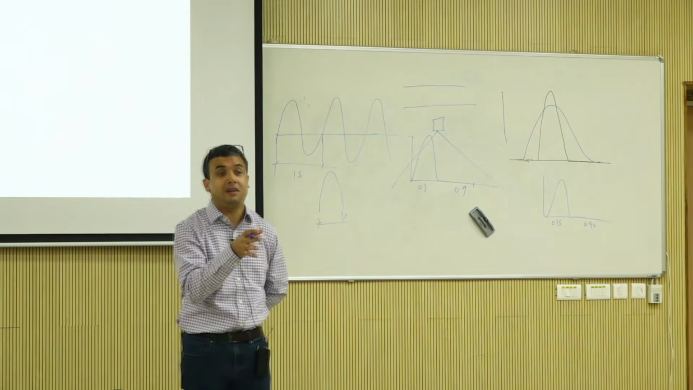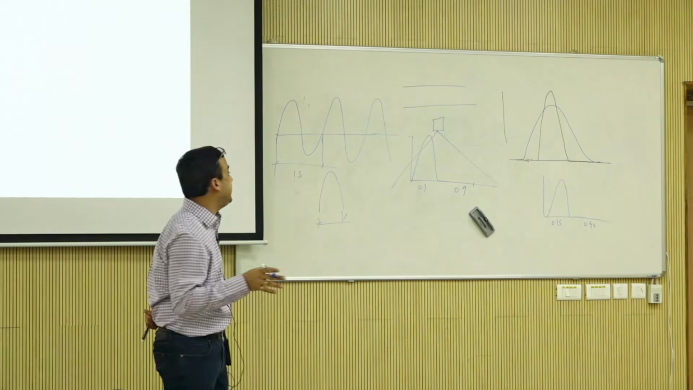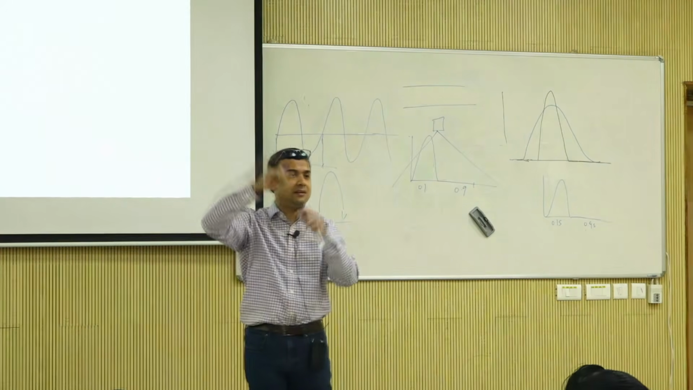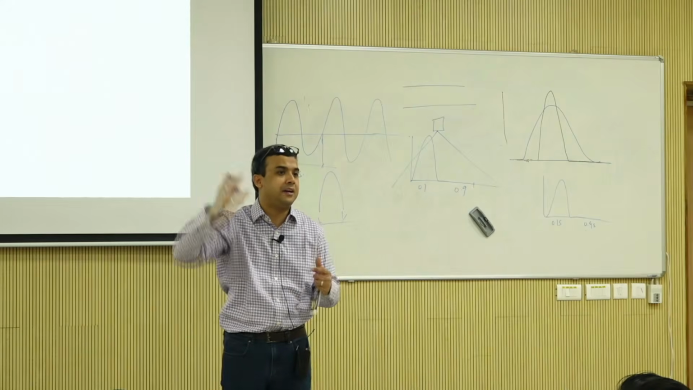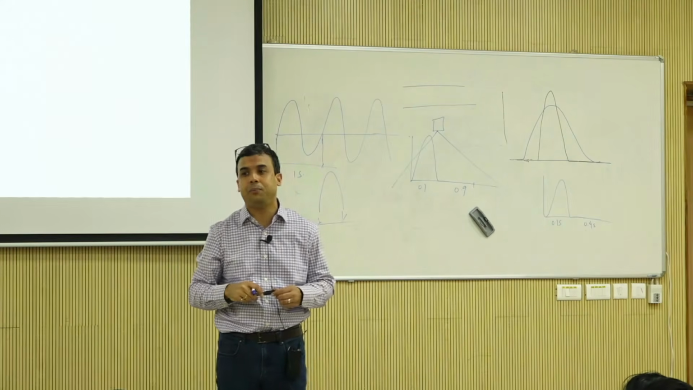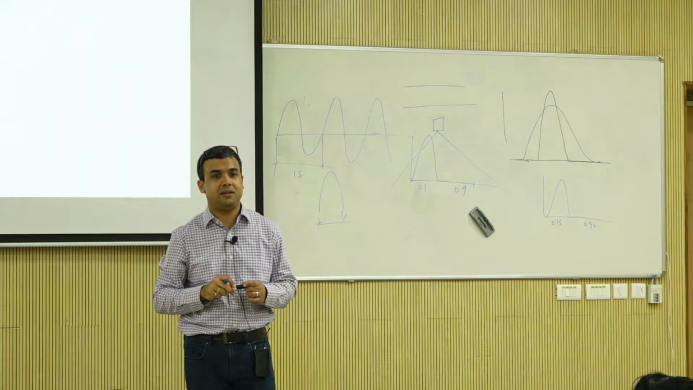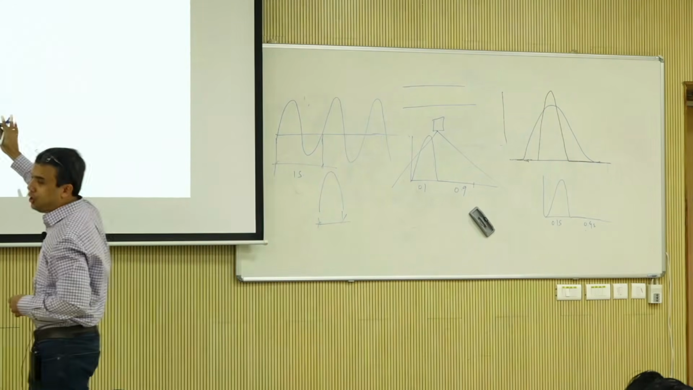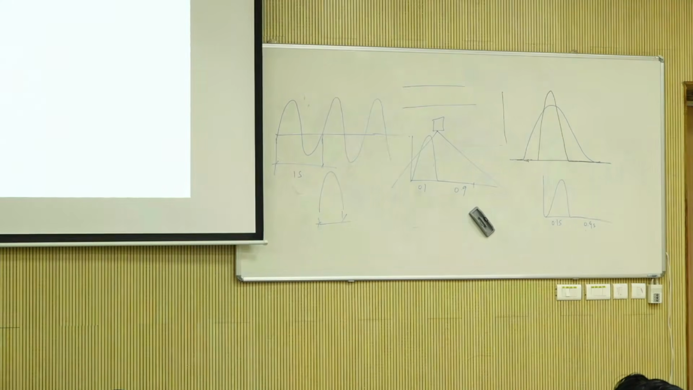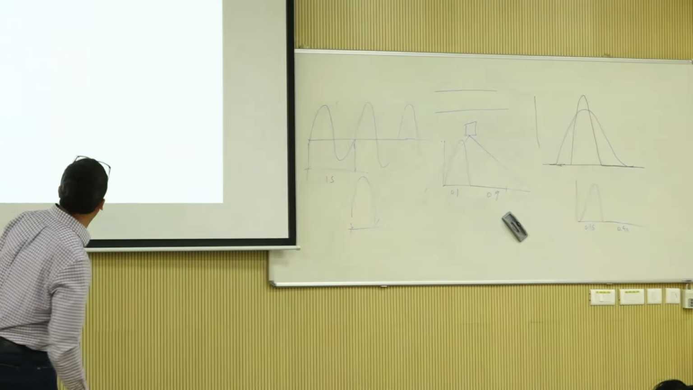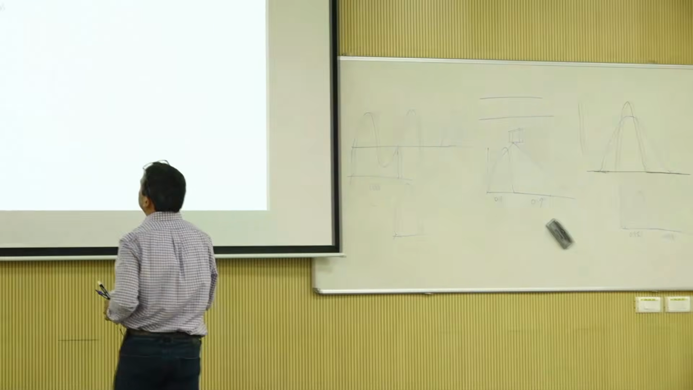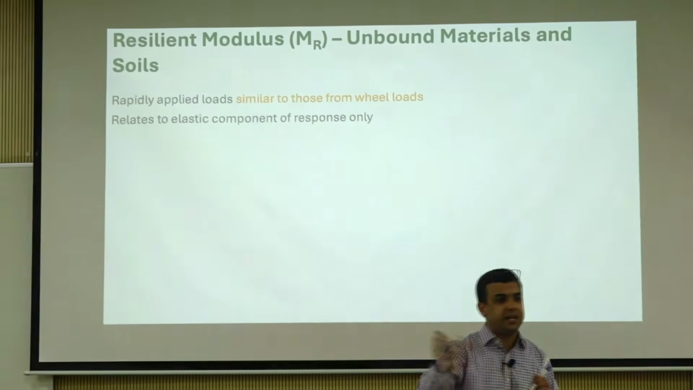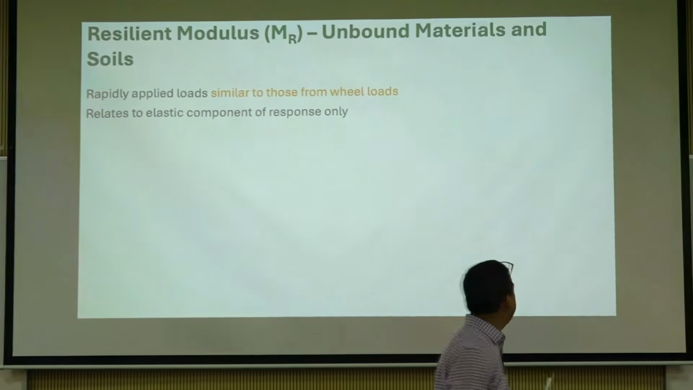So your modulus or the load pulse can change between summer and winter when your asphalt layer changes stiffness or modulus by a factor of 10, like 400,000 psi to 4 million psi. It can happen, or 2 million psi. So your pulse width is also going to change, right? So rapidly applied loads similar to those from wheel loads. You're trying to do your best job to simulate that. It relates to the elastic component of response only. We talked about that. We're taking care of the plastic. We're eliminating the permanent.